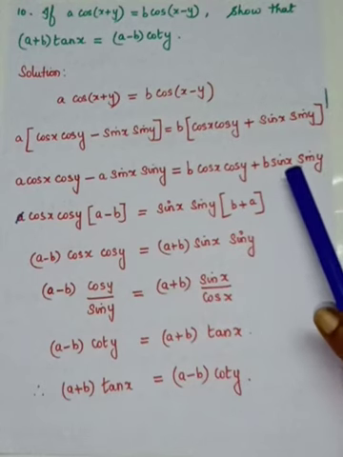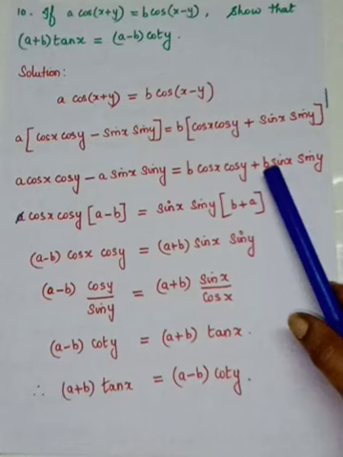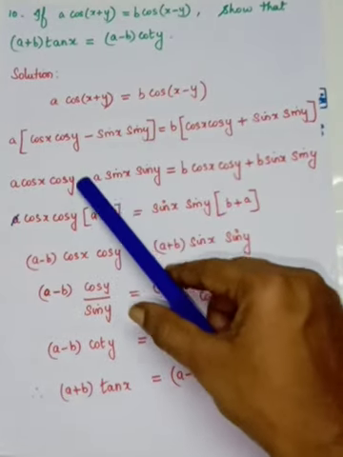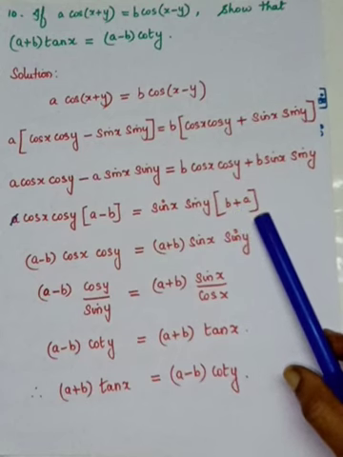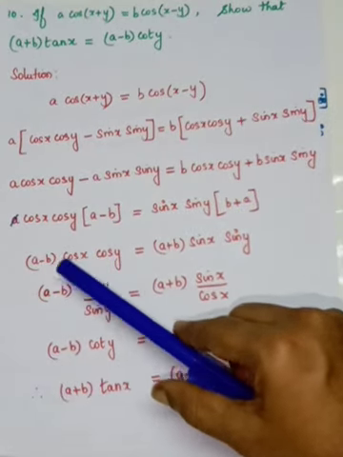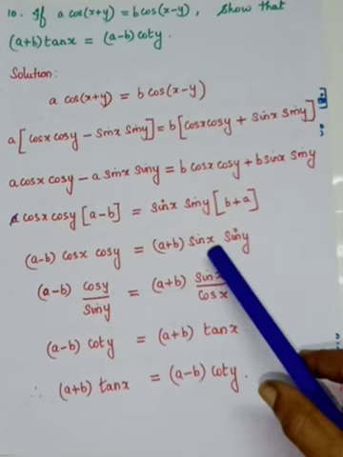Okay. So bring this minus term to the right side, it will become plus. So from these two terms, sin x sin y is taken out. So here you are having b. When you bring this term to the right side, it will become plus. So it is b plus a. Okay, so a minus b into cos x cos y is equal to a plus b into sin x sin y.